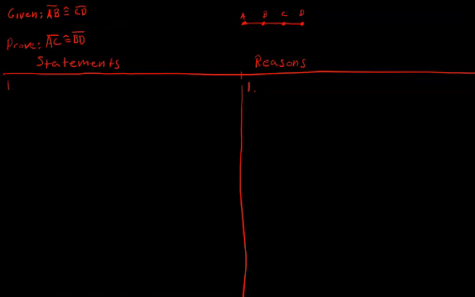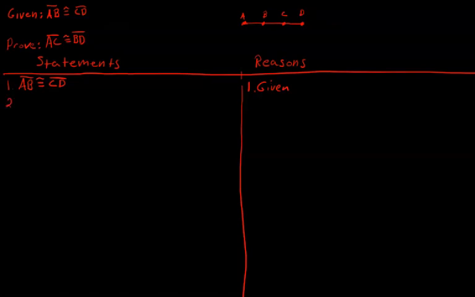So this is that segment AB is congruent to segment CD. And again, this is given to us, that's why it must be true. The diagram is also a given, so we know that the stuff in the diagram is true as well.